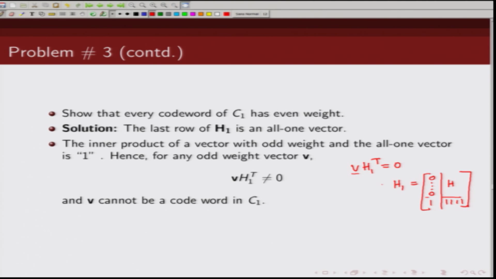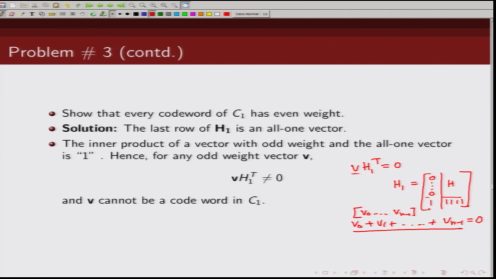Now, when you do V H transpose, let us say V is V 0 to V n minus 1. When you do V H 1 transpose, what you will get is V 0 plus V 1 plus V 2 up to V n minus 1 is going to be 0. Now, if this V has an odd number of 1s, this sum cannot be 0. Hence, we prove that V has to have an even number of ones, because we know if V is a valid code word, then V H 1 transpose should be 0.